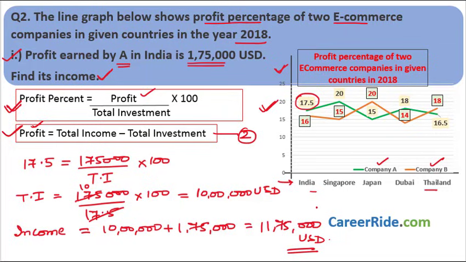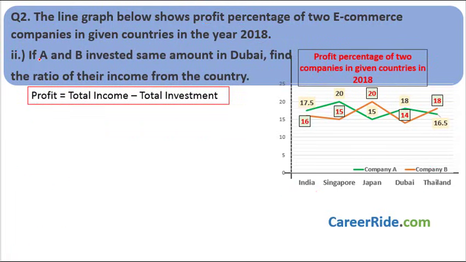All that you have to do is look at the graph carefully and don't get scared that so much data is given to you. Okay, so now coming to the second part of the question. If company A and B invested the same amount in Dubai, find the ratio of their income from the country.